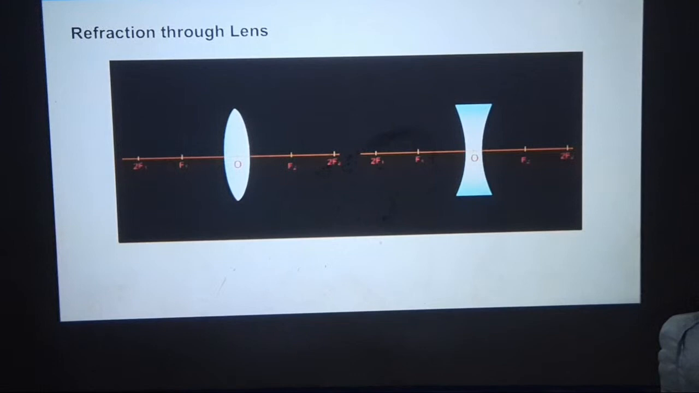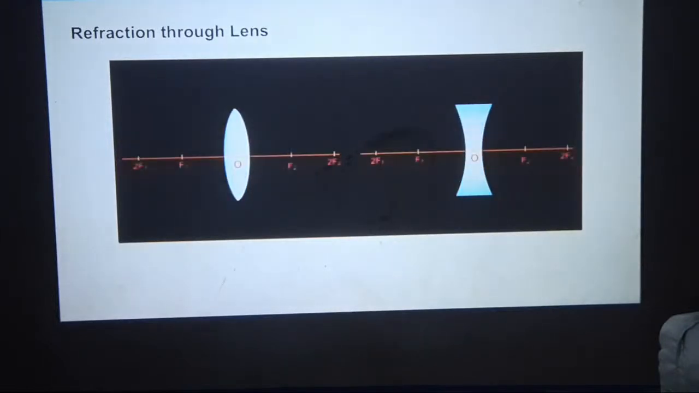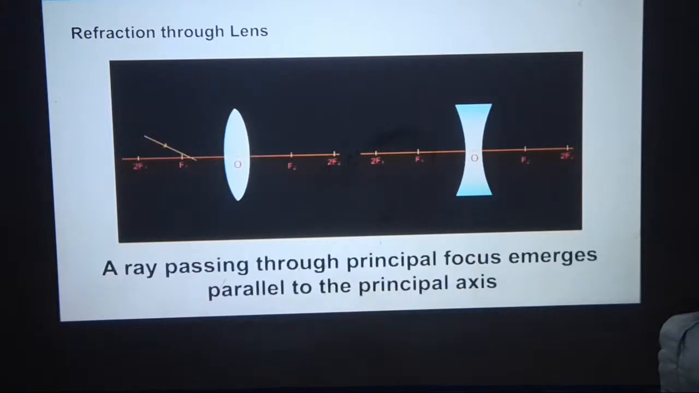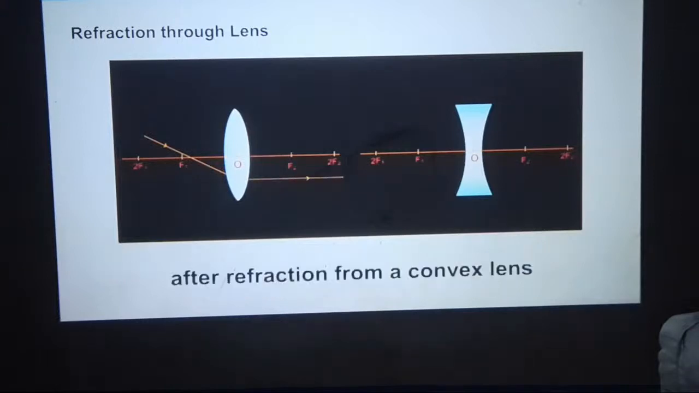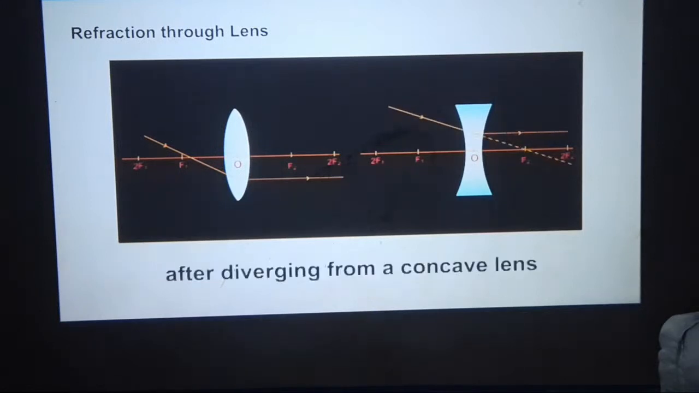Refraction through lens. Refraction of parallel ray. A parallel ray converges at the focus of a convex lens and diverges from the focus of a concave lens. Refraction of a ray passing through the principal focus. A ray passing through the principal focus emerges parallel to the principal axis after refraction from a convex lens. A ray passing through the principal focus emerges parallel to the principal axis after diverging from a concave lens.